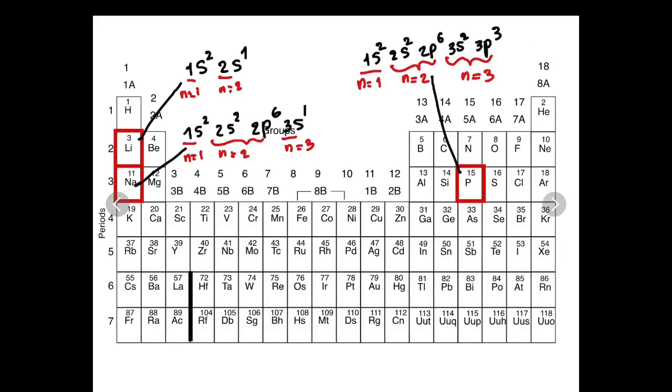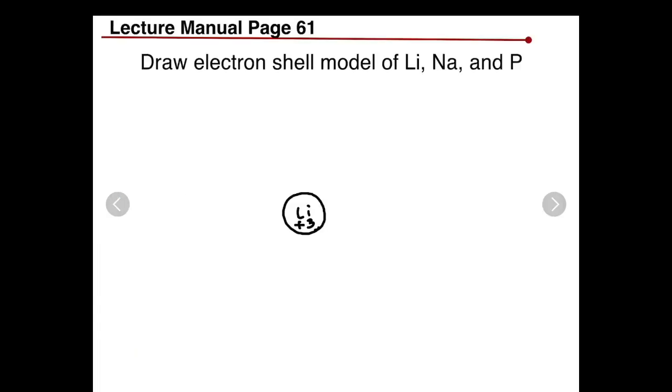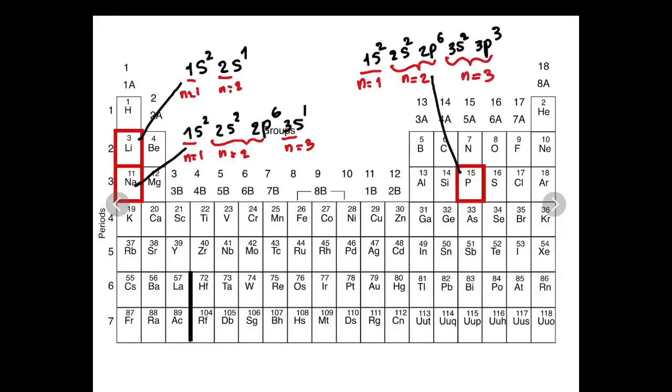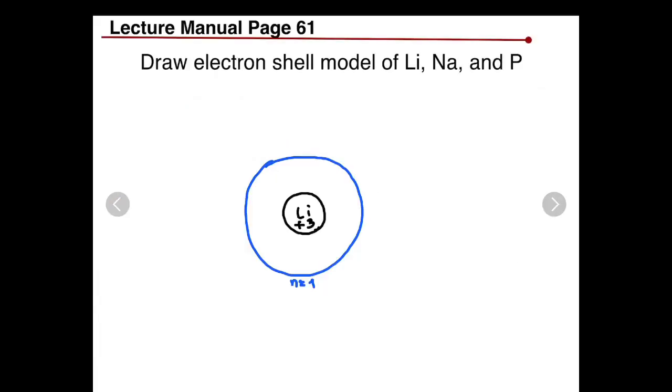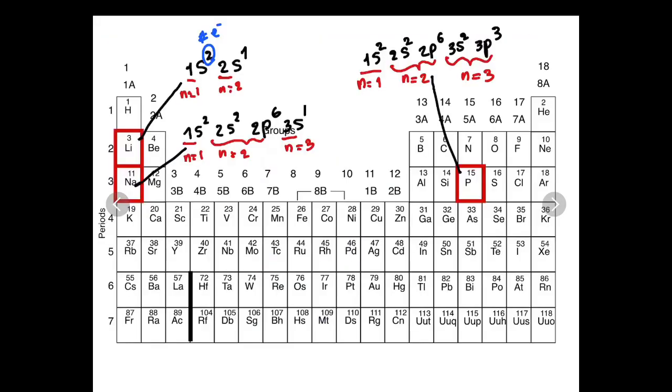If you go back to the previous slide, you will see that there are 2 shells, right? So in this case, I can draw the 2 energy levels. So this is n equal to 1. This is going to have, if you go back, 2 electrons. So these are the number of electrons right here. I'm going to draw 2 electrons, 1, 2. Now if you go back again, the second shell contains 1 electron.